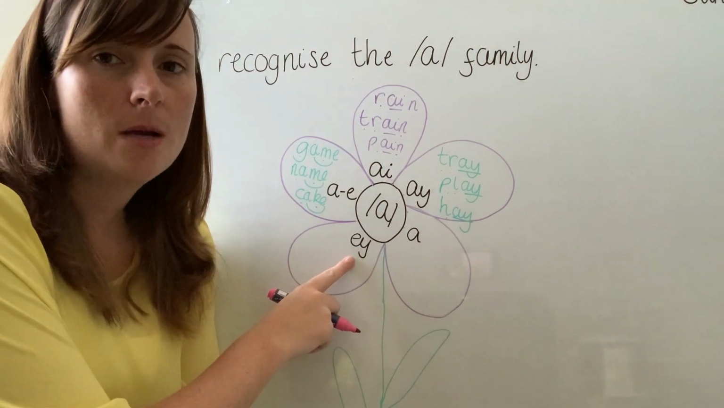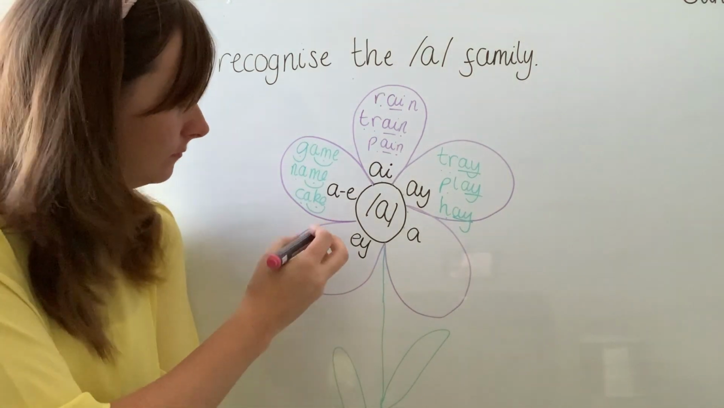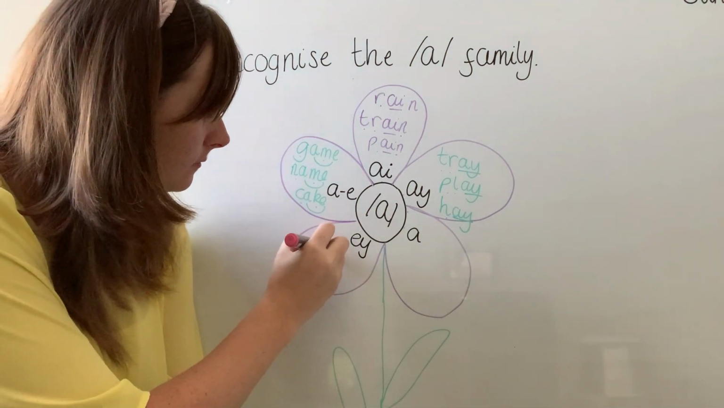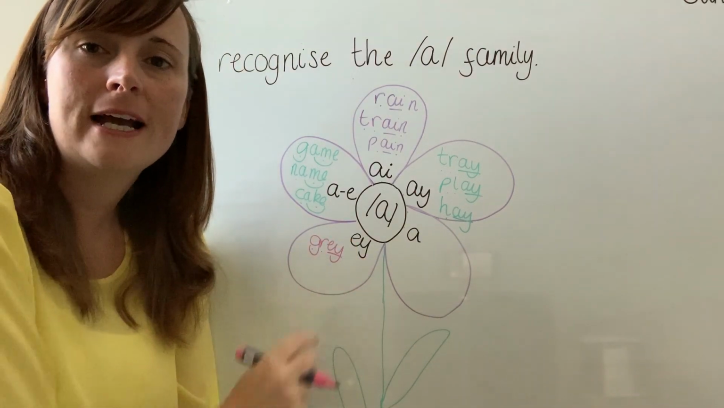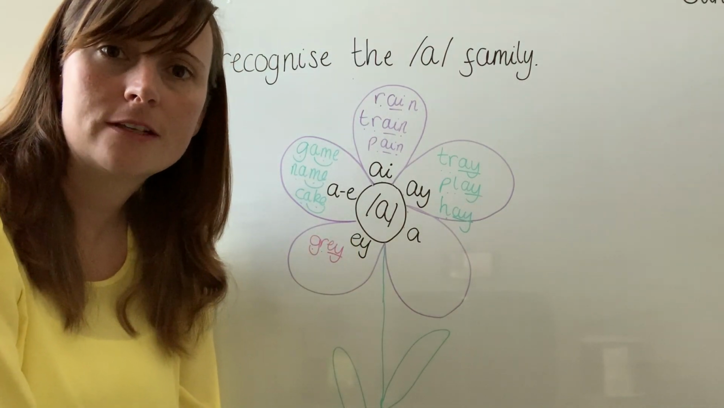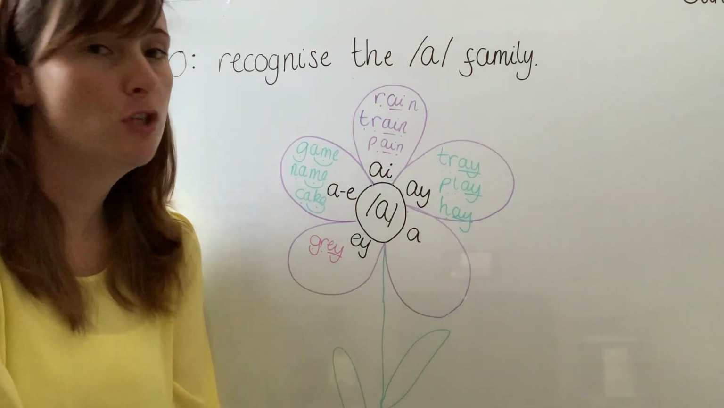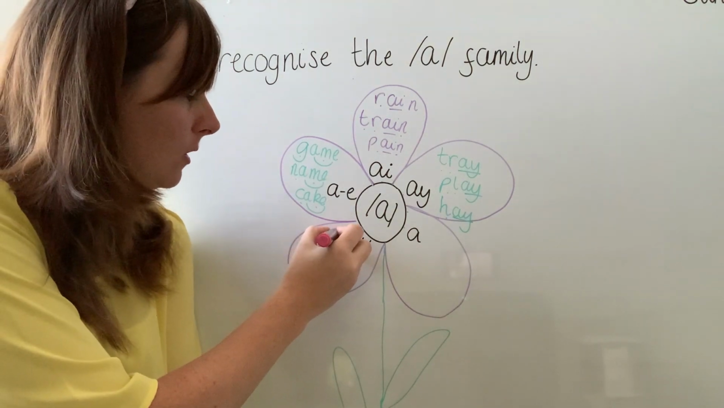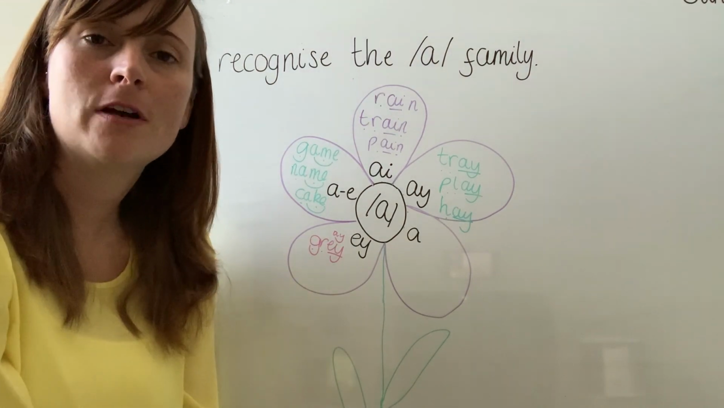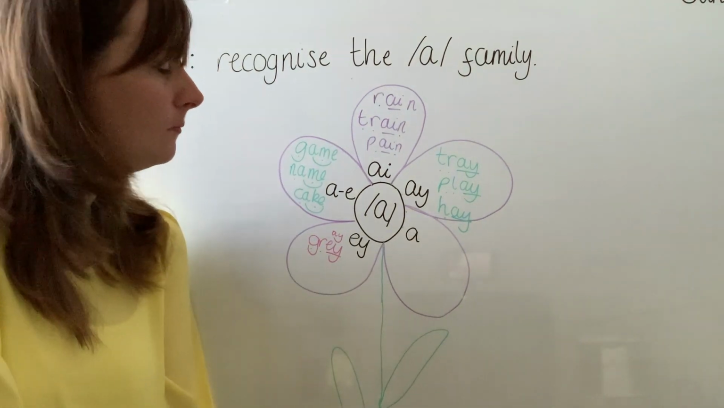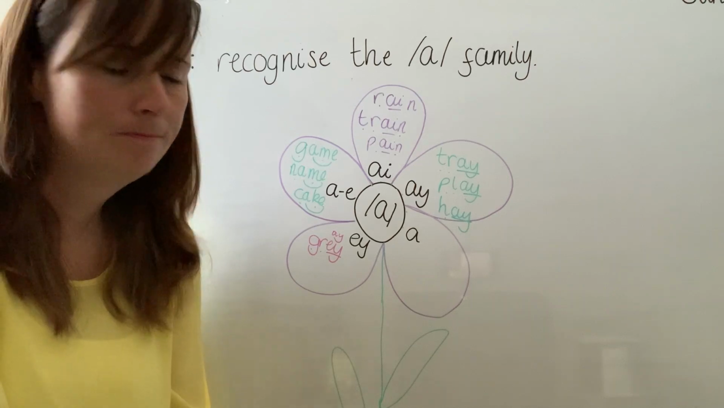So if we look at this type of A, you've got the colour grey, the colour grey. Sometimes you might see it spelled with an A-Y. Sometimes you'll see it spelled with an E-Y, but they both say grey. What other words are there?